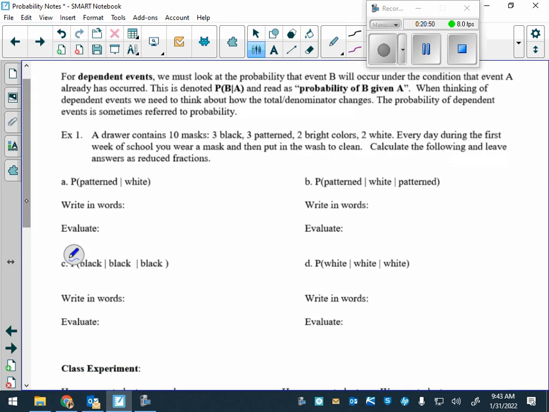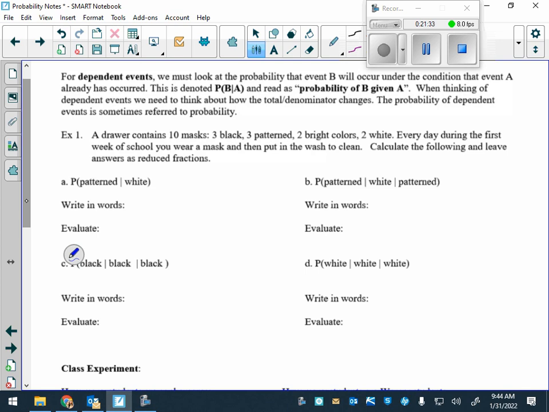And one of the last things for today. Okay, so if 2 events are dependent, we actually do this all the time, believe it or not. If 2 events are dependent, we must look at the probability of event B occurring under the condition that event A already happened. Okay, so this is where you would see without replacement sort of thing. All right. When thinking of dependent events, we need to think about how the total denominator changes. So you're going to see this notation.